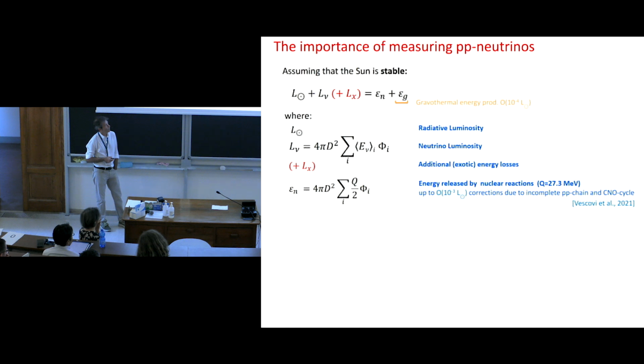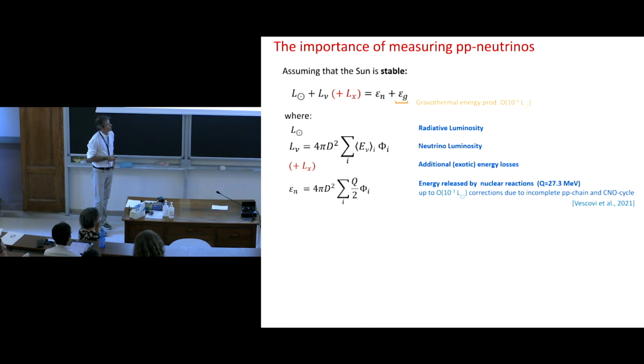If we assume that the sun is stable, indeed, we should expect that the amount of energy which is radiated at the surface of the sun through photon emission or neutrino emission or by additional possible exotic energy losses should exactly match the amount of energy which is produced in the interior of the sun by nuclear reactions. This additional term is the gravothermal energy production, which is a tiny fraction of the total because the evolution of the sun is very slow.